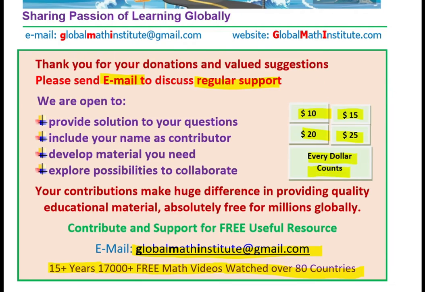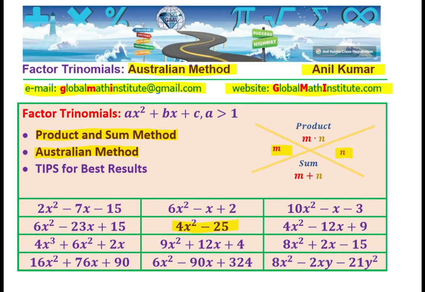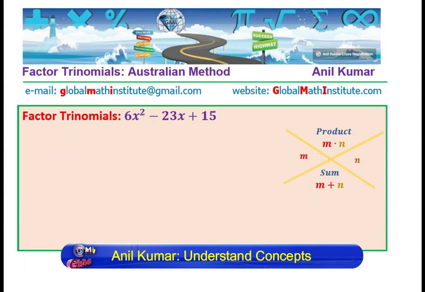Now, let's begin with factorizing these trinomials one by one. So, I'll begin with question 4, which is 6x squared minus 23x plus 15. We need to factor this.